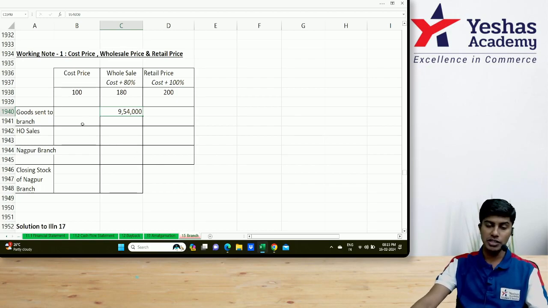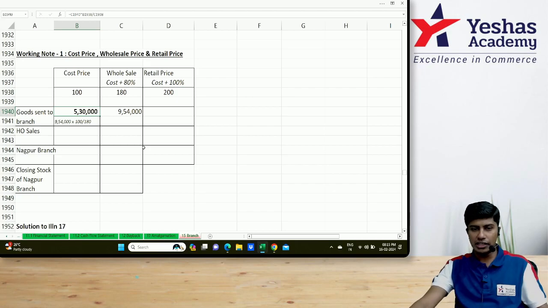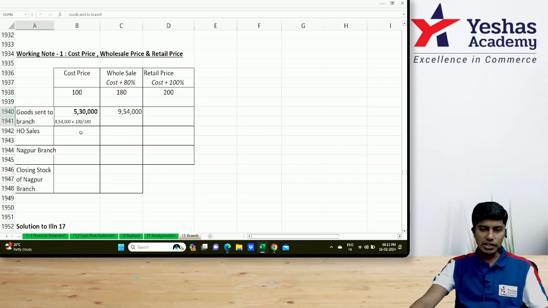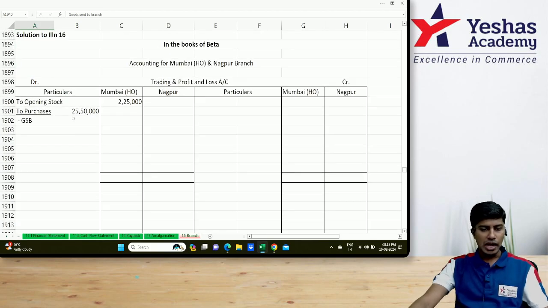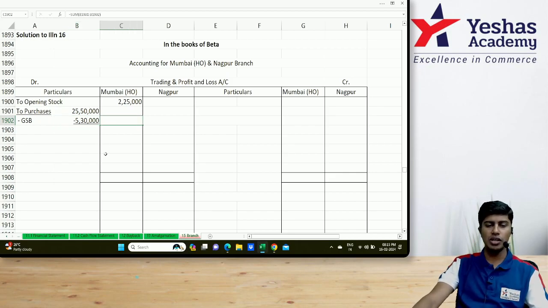How much is it at cost price? 9,54,000 into 100 by 180. 5,30,000. Everyone understood 5,30,000. So cost price is 5,30,000, which is goods sent to branch. So what I would do in my books is I would write here goods sent to branch 5,30,000. Am I right? So 25,50,000 minus 5,30,000. What is it that we'll get?